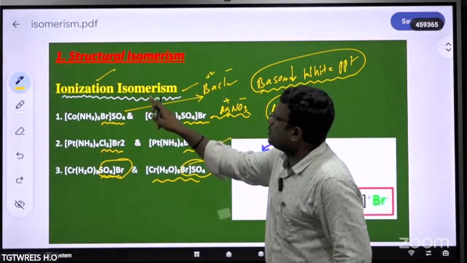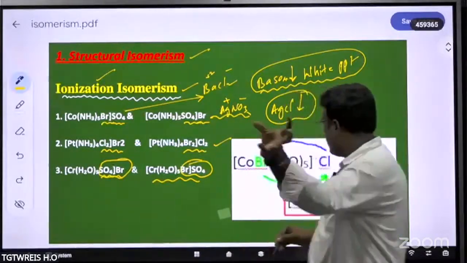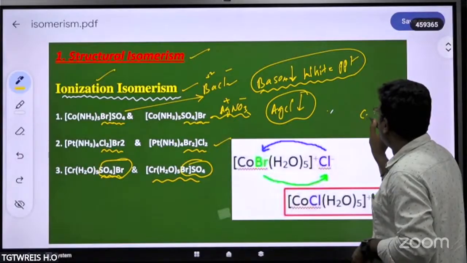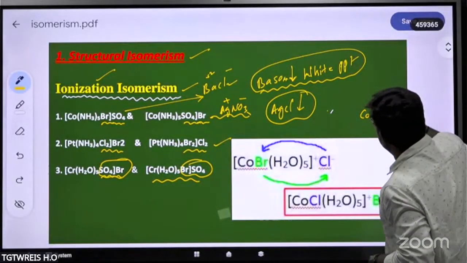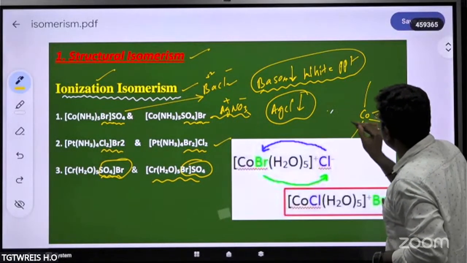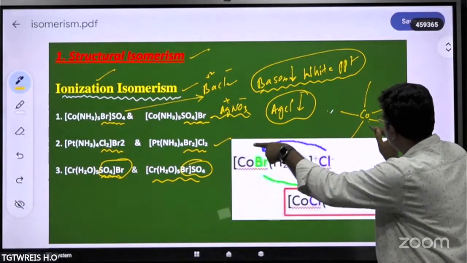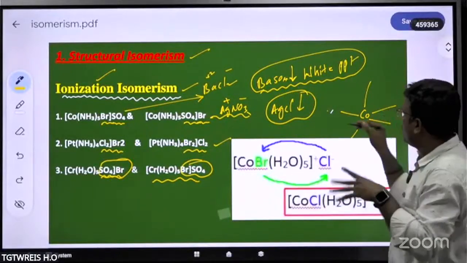So ionization isomerism, which type of isomerism? It's a structural isomerism. So you have to take any one compound. For example, this is a coordination compound, as I already explained in the previous class. So cobalt. How many ammonia molecules are there in the ligands? Five ligands of ammonia are there. So here one is bromide, another one is sulfate. Sulfate is the outer ion.